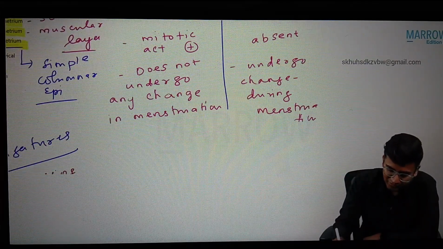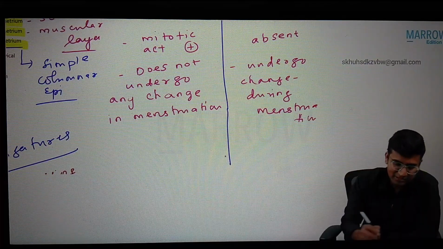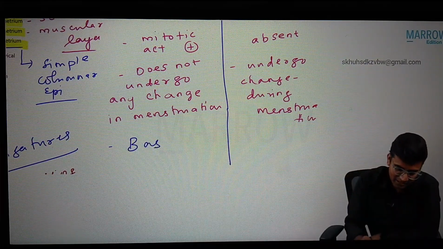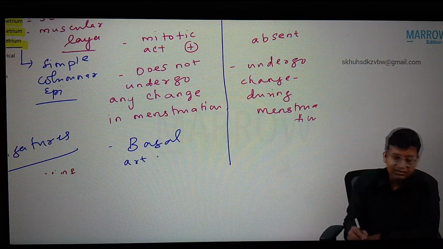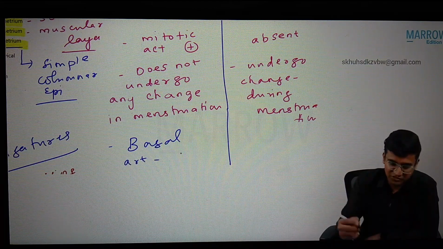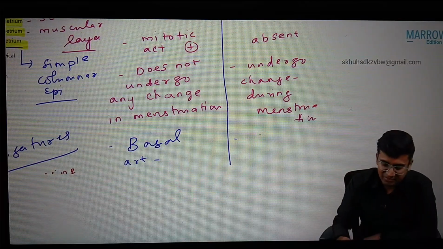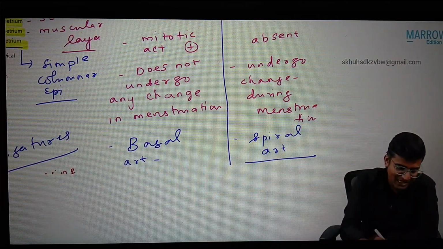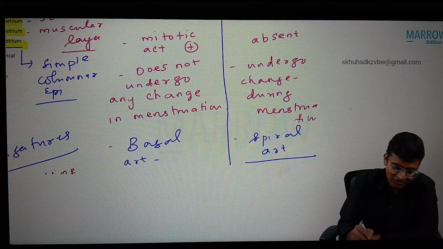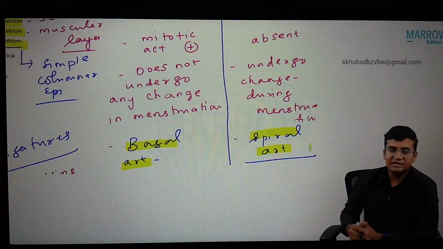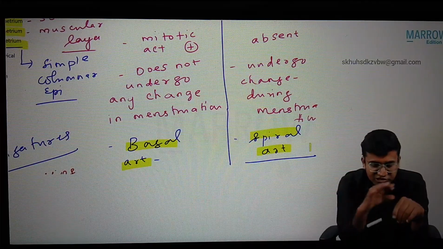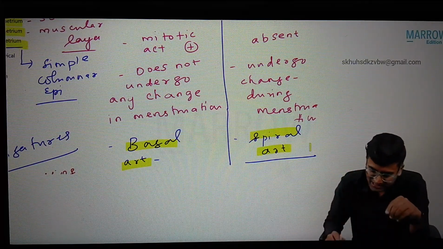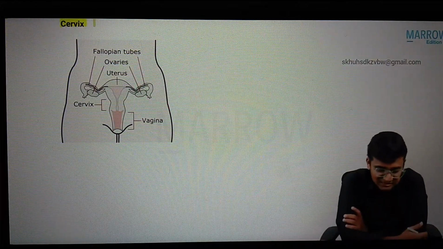Okay, fine. Now, what about the blood supply? The basal layer is supplied by the basal artery, whereas the functional zone is supplied by the spiral artery. So, the basal artery supplies the basal zone, whereas the spiral artery supplies the functional zone. These are the two layers in the endometrium of the uterus. Next, we're going to discuss the cervix.